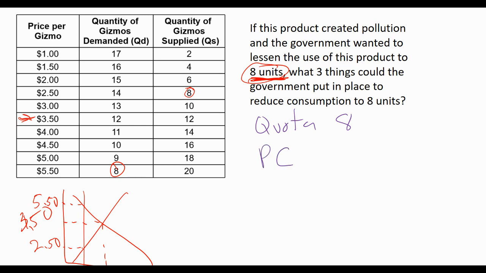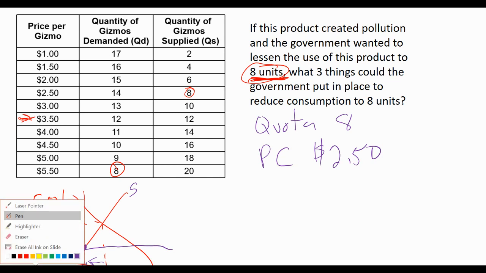Could they put a price ceiling? Absolutely, they could. They could put a price ceiling at 250 because look what happens. At 250, producers are only going to produce and supply those 8 units. So that means that's all consumers can buy. So if the government wanted to lessen and go from 12 to 8, because this product creates pollution, they could put a price ceiling at 250 or a quota at 8 units.